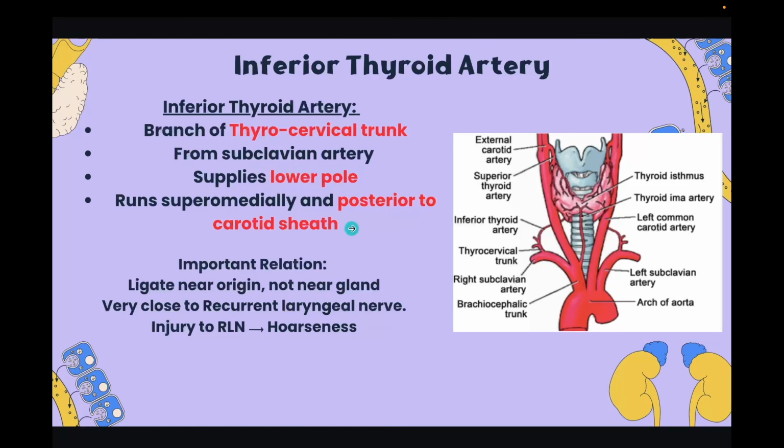It runs superior medially and posterior to the carotid sheath. And we said earlier, if you want to ligate the inferior thyroid artery, you need to be near the origin and not near the gland. So they're basically opposites of each other. Clinical importance as well: it's very close to the recurrent laryngeal nerve. Injury of the recurrent laryngeal nerve is going to cause hoarseness, and we took this from previous blocks. I also wanted to mention another important concept: injuring the recurrent laryngeal nerve is much more significant. It's going to cause a much bigger difference than injuring the external laryngeal nerve, and we're going to have a question about that later on to have a better understanding of this point.